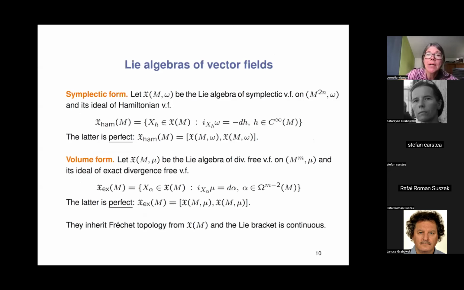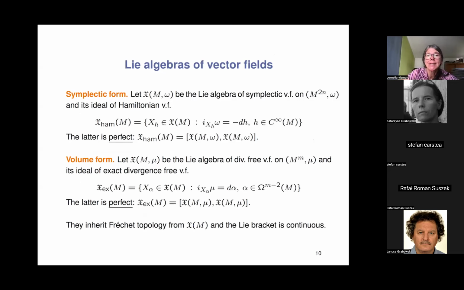So as I said, our Lie algebras of vector fields are in the symplectic case, so we have the Lie algebra of symplectic vector fields and the ideal of Hamiltonian vector fields. So, Cornelia, yes.